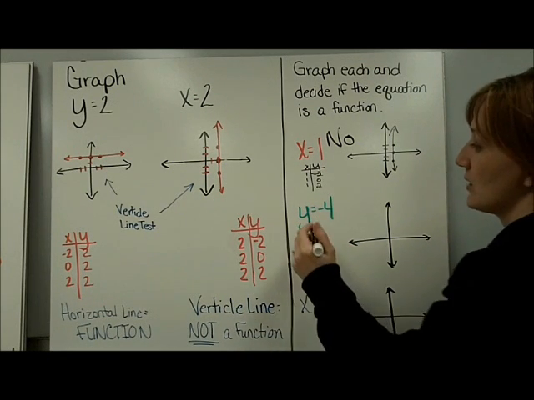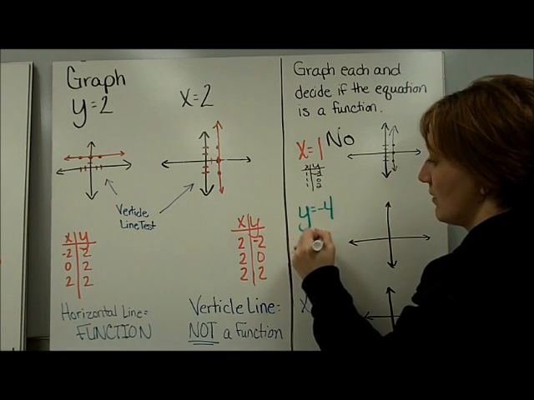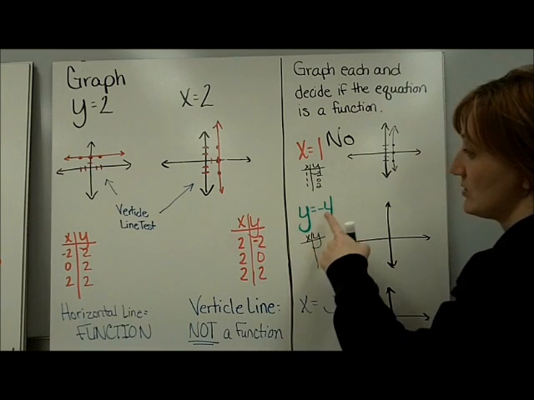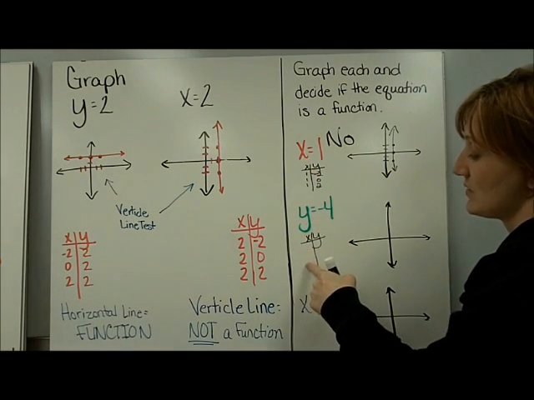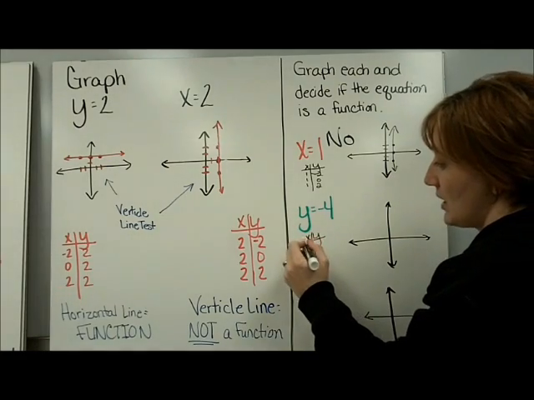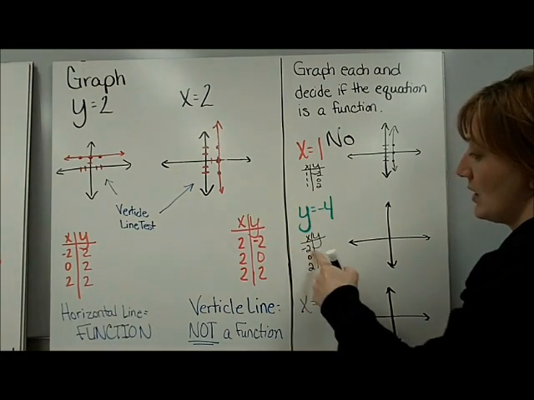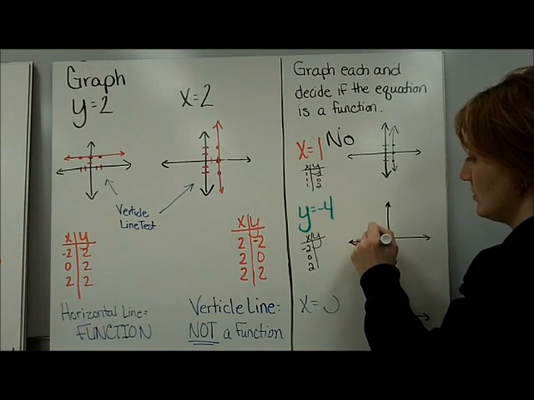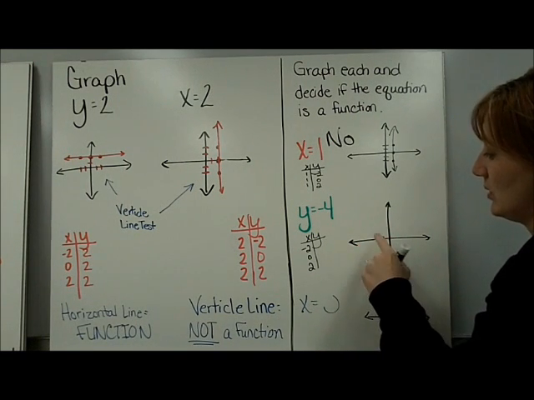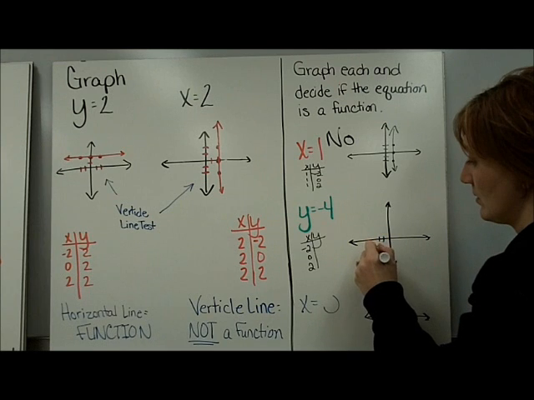Y equals -4. Using my chart, I put in, now since I'm not worried about my x values so much, I can put in -2, 0, and 2 here into the x column. And let's see, at -2, y will equal -4.